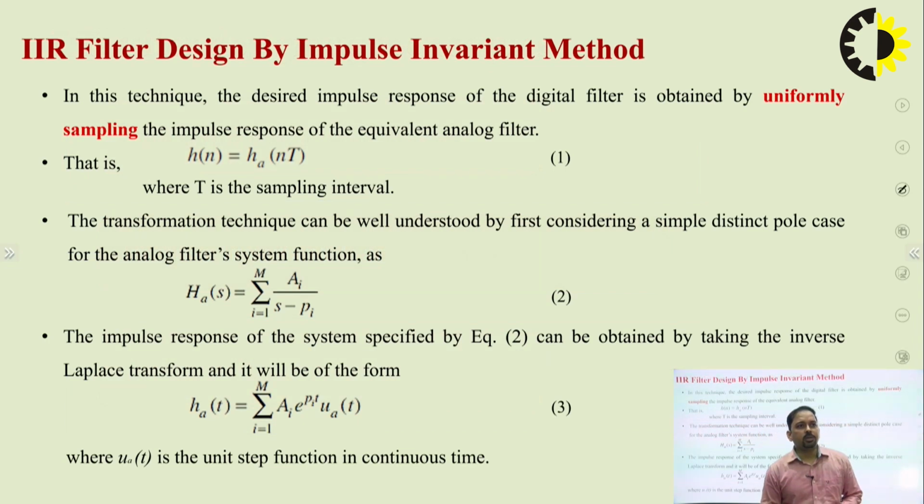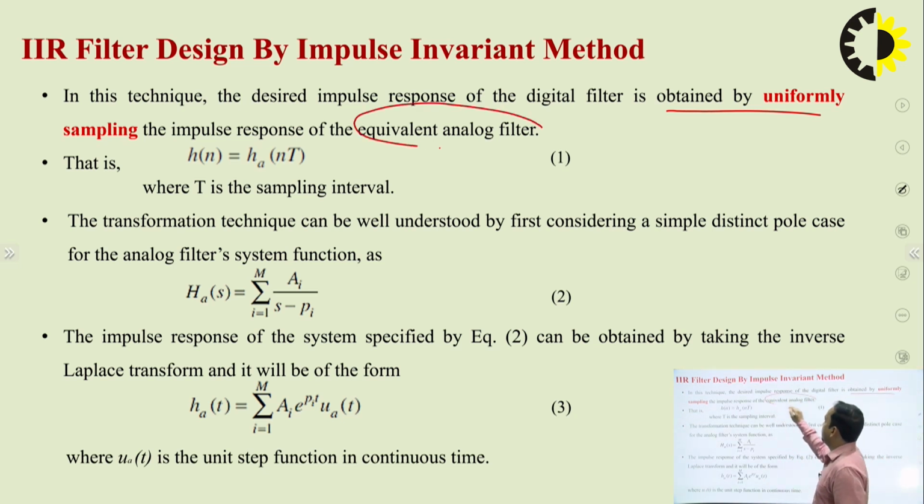So what this transformation is: let's say we have the impulse response of an analog filter, we'll be taking the samples. As we can see here, in this technique the desired impulse response of the digital filter is obtained by taking uniform samples of the impulse response of the equivalent analog filter. So h(n) is nothing but h(nT), where T is called the sampling time.